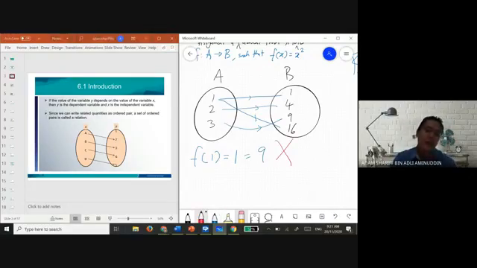A function must only assign an element from the domain to exactly one element in the codomain. It cannot assign to 2 or more values. That is not a function. So for this representation, this is not a function.